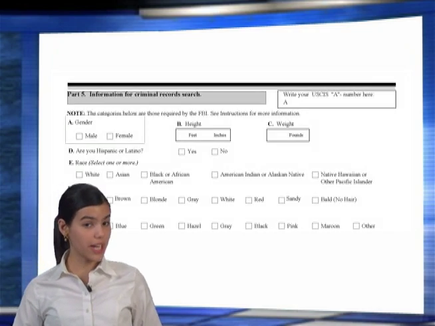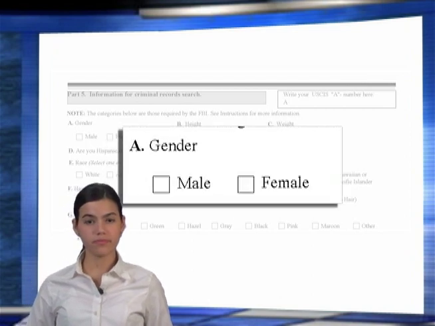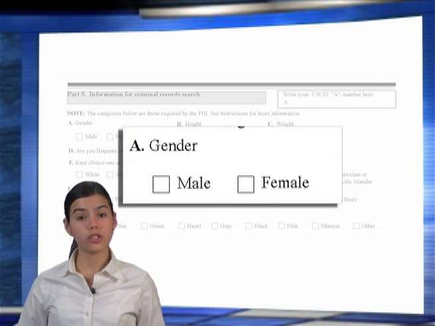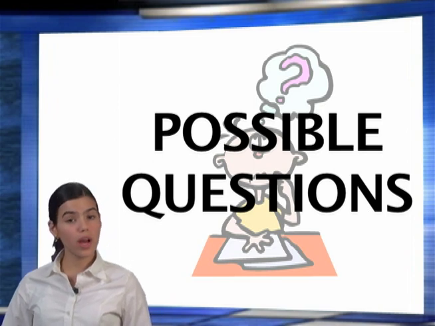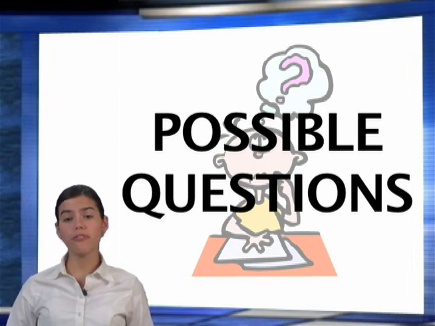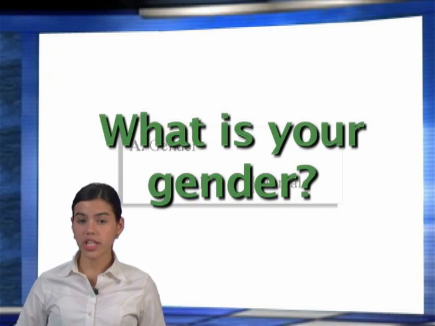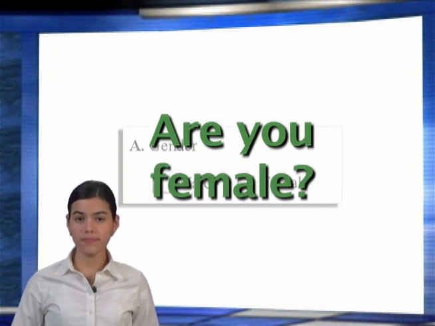In Part 5, Section A, the first question relates to your gender. Gender means male or female. It can also be described as one's sex. Here are some of the possible questions that can be asked of you from Part 5 about your gender. What is your gender? Are you a male or a female? Are you male? Are you female?